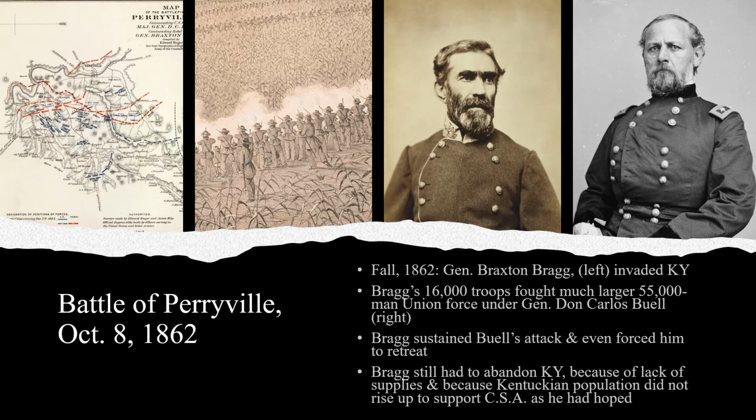The battle was a tactical victory for Bragg. With his smaller army, he had stood firm against the much larger Union force, and even forced the Union to retreat. Ultimately, though, Perryville and the entire Kentucky campaign were a strategic victory for the Union, as the C.S.A.'s invasion turned the Bluegrass State's people against the Confederacy, assuring that it would remain in the Union.